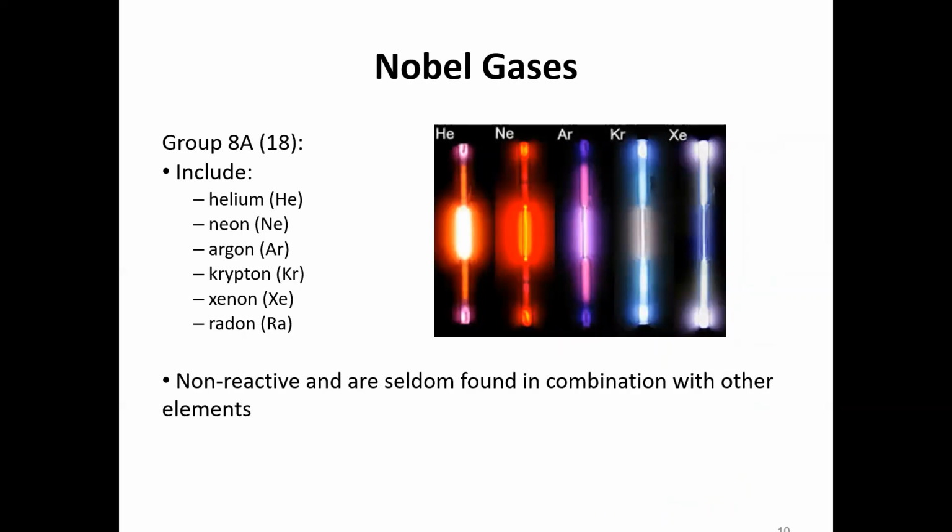Now, we're going to talk about noble gases. That's our group 8 or group 18. These include helium, neon, argon, krypton, xenon, and radon. These are non-reactive, and we seldom find them in combination with any other elements because they have a complete outer octet. They just don't like reacting with anything. A cool little bit of trivia for you: helium, technically there is a shortage of helium, and it is a non-renewable resource, so we are running out of it. Little did you know.